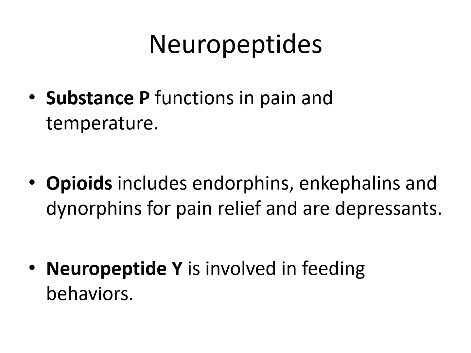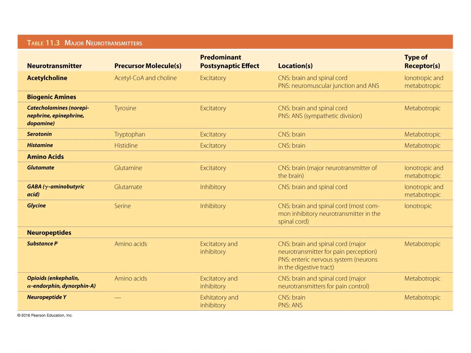Neuropeptides are the final group, and there are many of these. For example, substance P, opioids, and neuropeptide Y. Substance P functions in pain and temperature. Opioids include endorphins, enkephalins, and dynorphins for pain relief, and are depressants. Neuropeptide Y is involved in feeding behaviors. Okay, so I might have skipped a slide. Oh well.